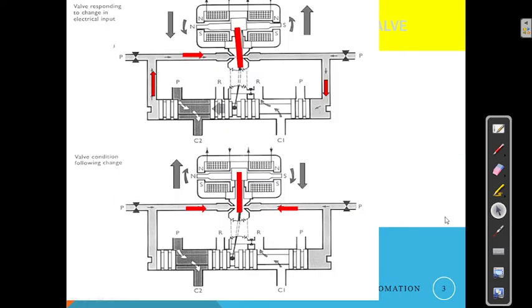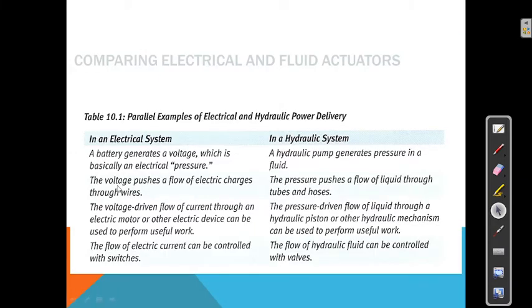This is the operation of that particular valve. Here it shows the valve responding to a change in the electrical input. Here the valve is conducting, allowing the flow. The comparison of electrical and fluid actuators, we are going to see here.